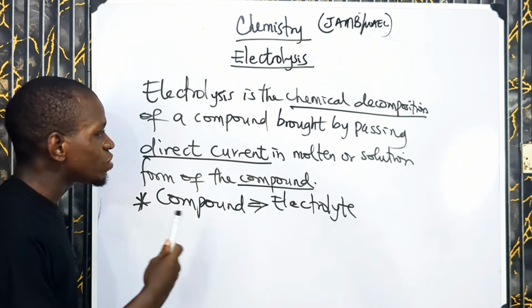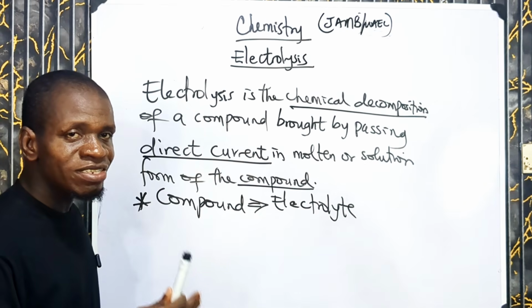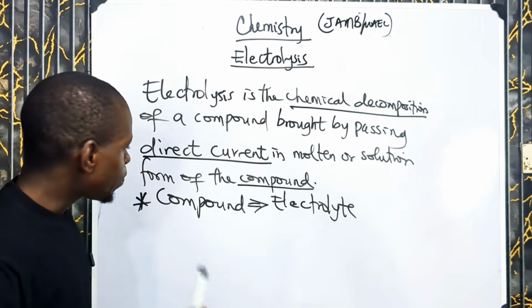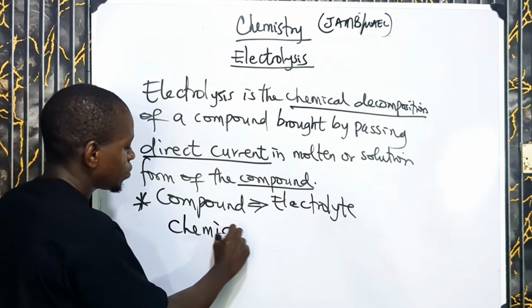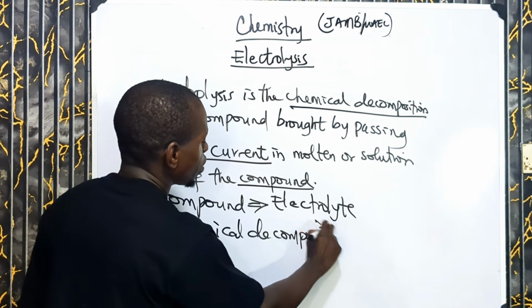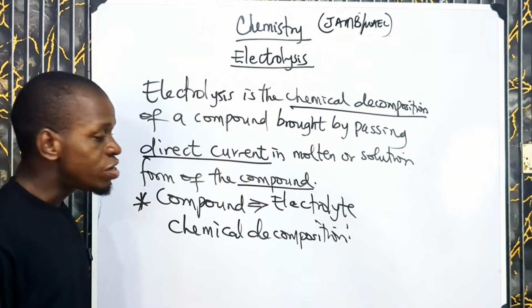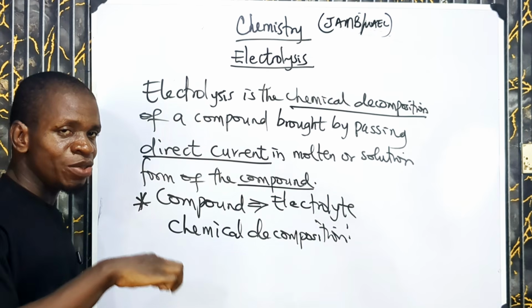Chemical decomposition just simply means what now? It just simply means ionization of the compound. And please, when I say chemical decomposition, what do I mean by chemical decomposition? It just simply means for you to dissociate, or to break that compound into its ions.